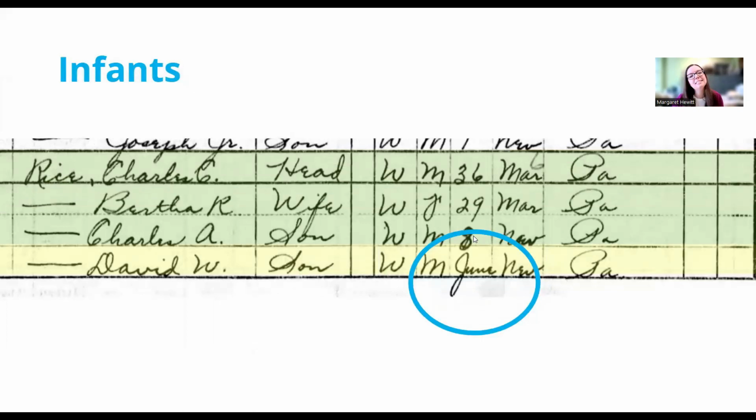One thing to note with the 1950 census: if there is an infant in the household, that is noted by writing in the month that the baby was born. In this instance, in the house of Charles Rice, their son David was born in June of 1949, so that's why we see June written in there. In previous census years, that would have been indicated by a fraction, indicating the number of months old that they were, but now we are just outright giving the month that they were born.